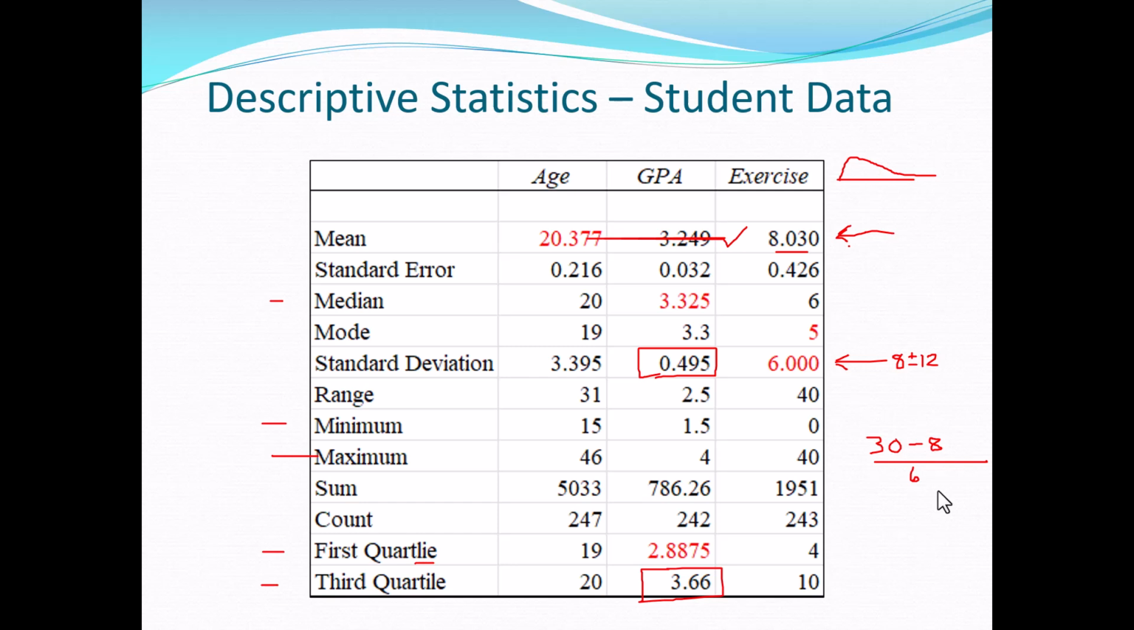Let's see. 30 minus 8.03, and I'm going to divide that by 6. I'm going to get a z-score of 3.662. That's an outlier. That falls more than 3 standard deviations above the mean. It's definitely an outlier. How about if someone said 15 hours per week? Well, 15 minus the mean divided by the standard deviation is going to be 1.16. That's not an outlier. How about if they said 22 hours per week? 22 minus the mean of 8.03 divided by 6. That's going to be 2.32.